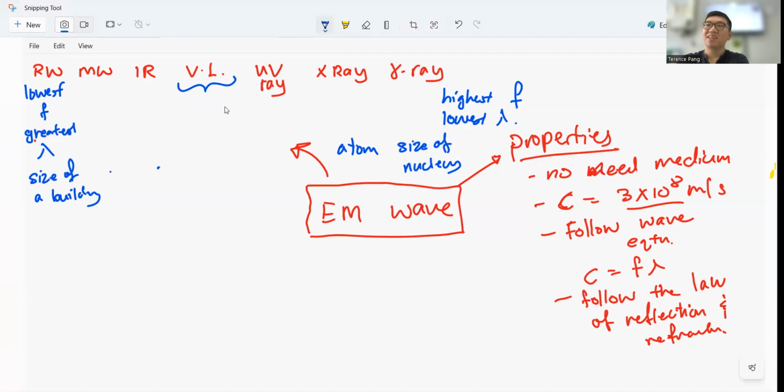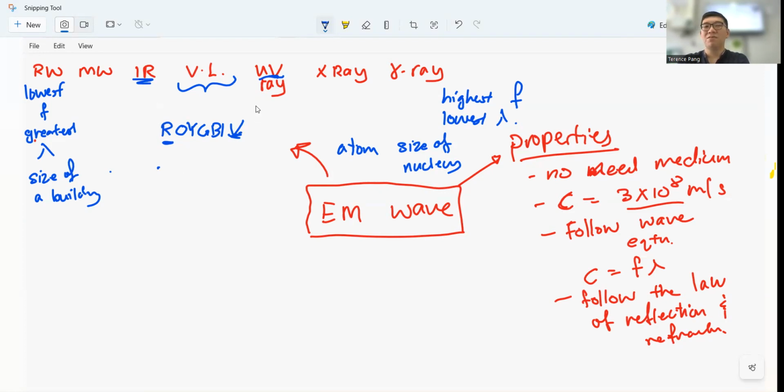How about visible light? What are the different colors of visible light? Roy G. Biv. Do you notice there's a V here and there's a V here? So this is ultraviolet. This is violet. Ultraviolet is after violet. What about the R here? Infrared and red. Infrared is before red.